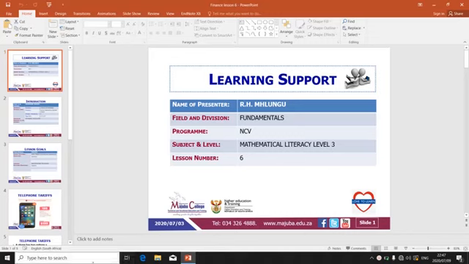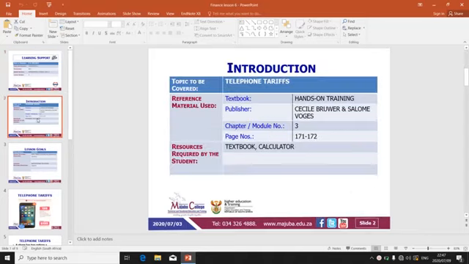We're doing mathematical literacy together, Module 3, which is finance. Have a pen with you, paper to write on, the textbook, and the calculator. The compulsory textbook is Hands-On Training for Level 3. Here are the authors, Cecil Brewer and Solomon Vogts.